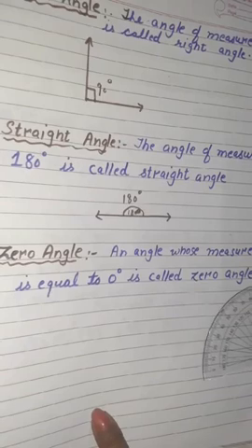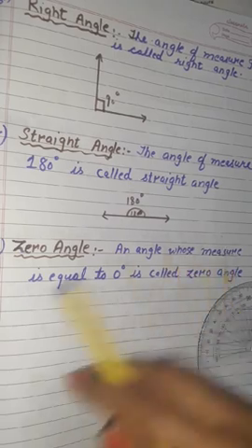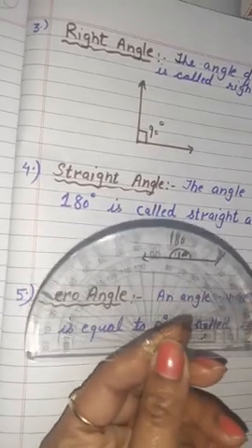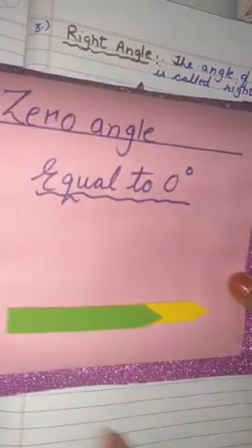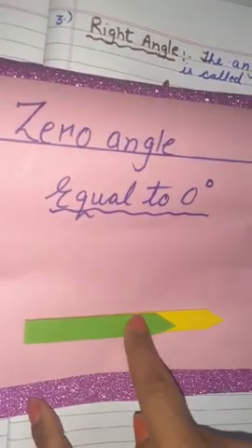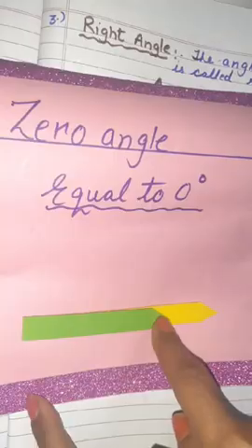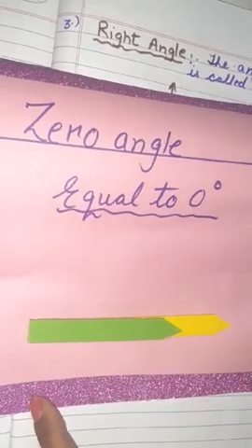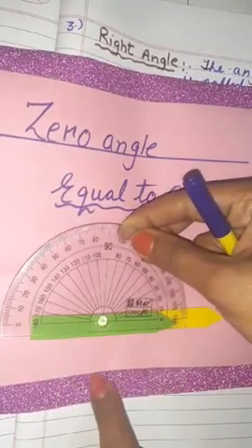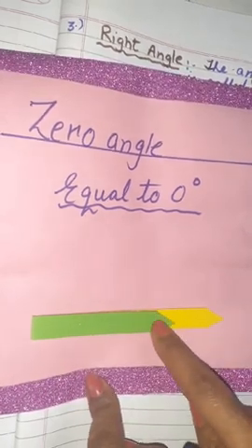Now the next type is your zero angle. A zero angle means an angle which is equal to 0 degree. How can we have a 0 degree angle here? If both the rays coincide with each other, just overlapping each other, these two rays make a 0 degree angle, because the first ray is at 0 and the second ray is also at 0. Both rays are coinciding, so they form a 0 degree angle.